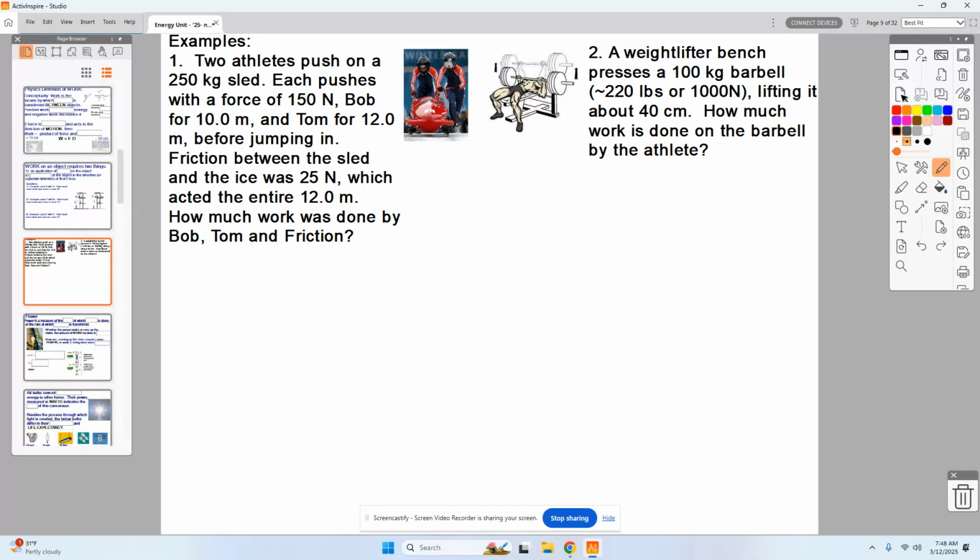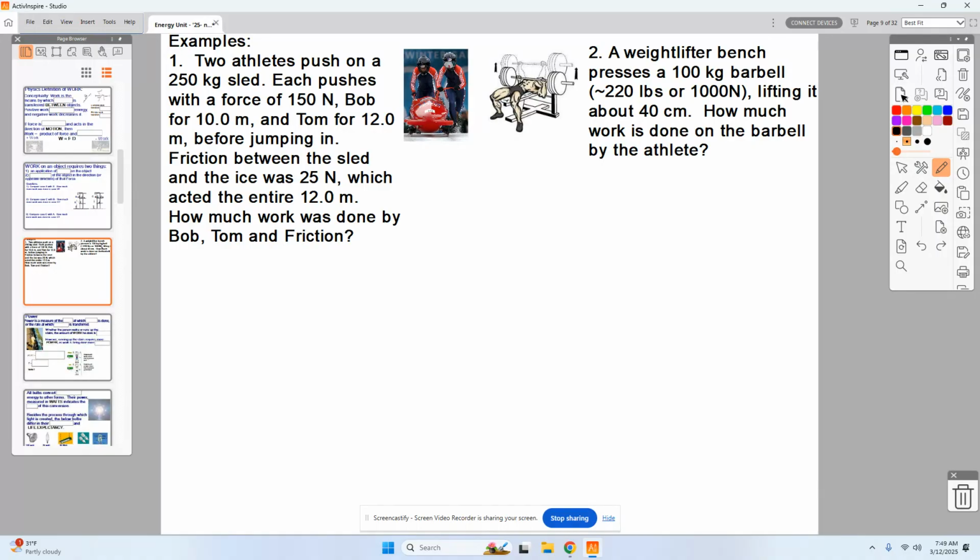Now, while one pushes for longer than the other, they both push with the same amount of force, and would you guys agree that force is in the same direction as the bobsled is moving? You're doing positive work. Now, while they're doing this, it is not quite frictionless. So there is a little bit of friction between the ice and the sled rails. So that friction of 25 newtons acts the entire 12 meters. Our goal here is to quantify how much work was done by three things: Bob, Tom, and friction, or ice, if you will. Okay, so we're going to use that equation.